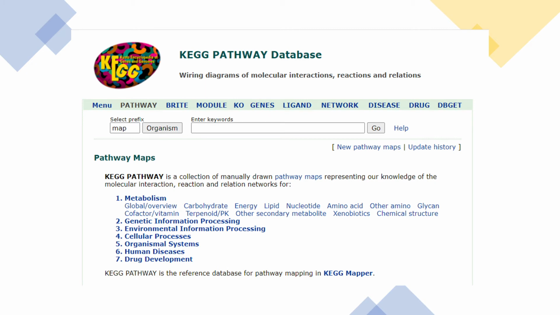The last one is the KEGG pathway database, which is the wiring diagram database. It's the core of the KEGG resource. And the aspect that I have focused on is the cellular processes.